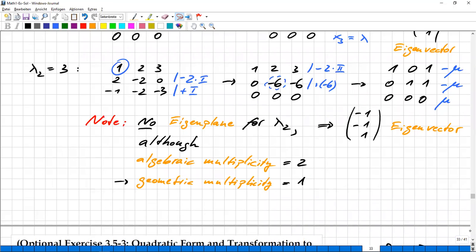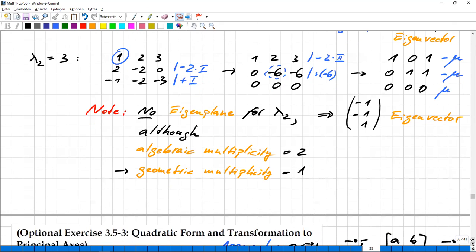So we find two different linearly independent eigenvectors for two different eigenvalues, but for the double solution of our characteristic equation, algebraic multiplicity equals 2, we find also only one direction for the eigenvectors, which corresponds to a geometric multiplicity of 1. So that's the special case which I wanted you to have seen at least once.